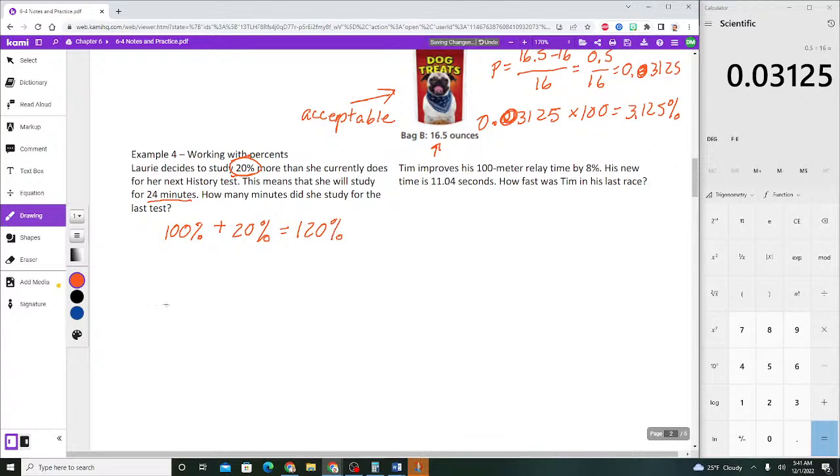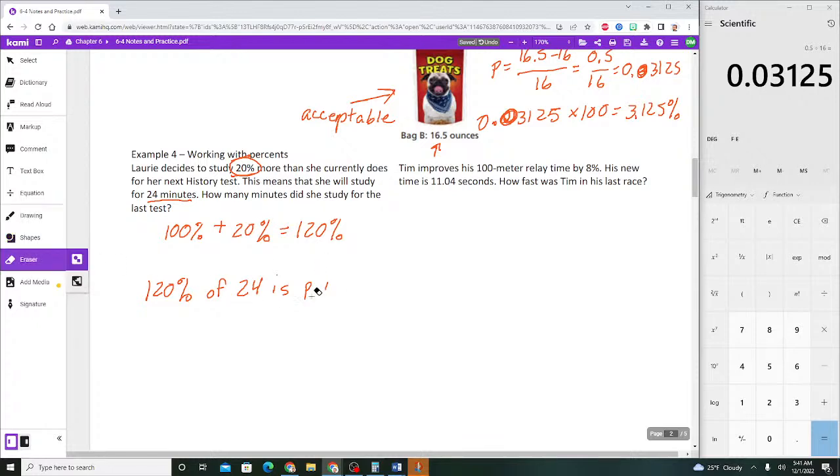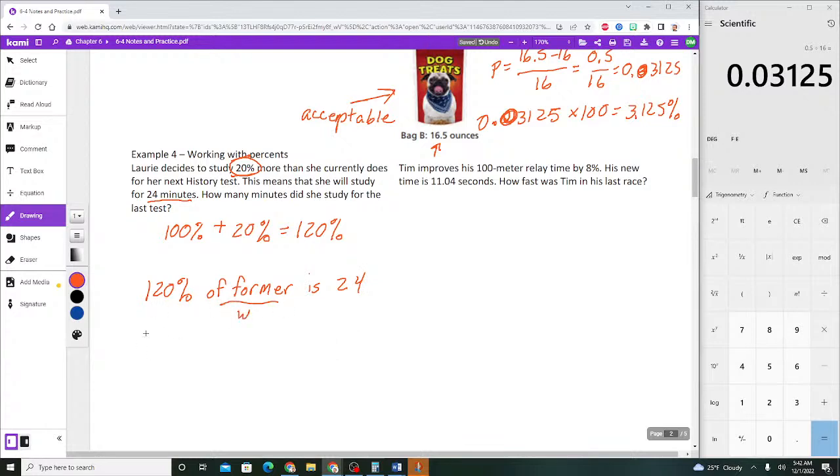So, we know that 120% of the former study time is 24. Oh, sorry, I did that the wrong way. 120% of the former study time is 24. So we don't know this, which is our W. And we know this is our P for percent, and this is our A.